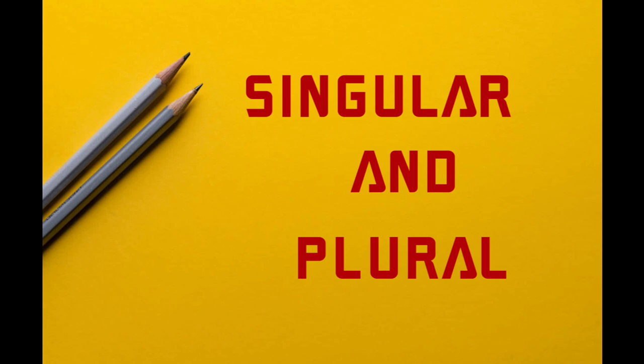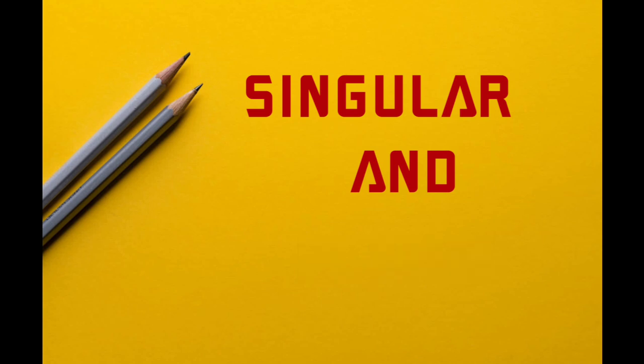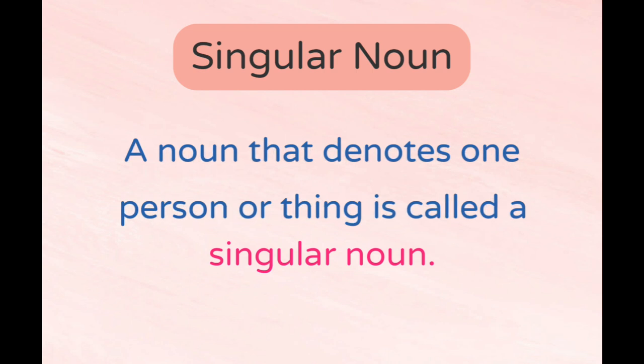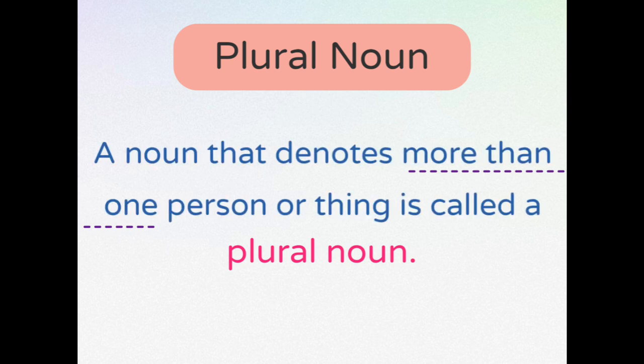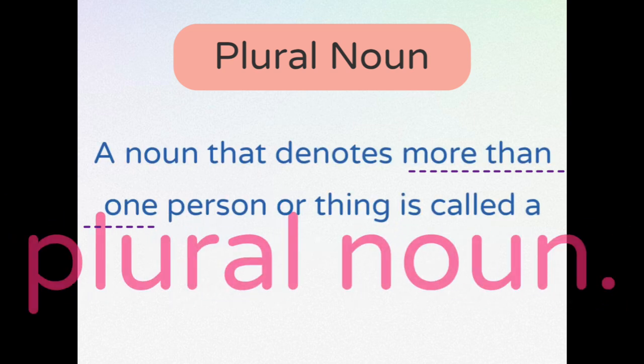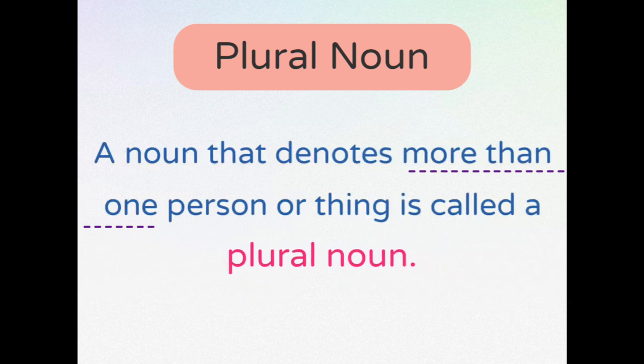Our today's topic is about singular and plural nouns. First, let's have a look at what we mean by a singular noun. A noun that denotes one person or thing is called a singular noun. Okay, only one. And a noun that denotes more than one person or thing is called a plural noun. So plural noun means more than one.